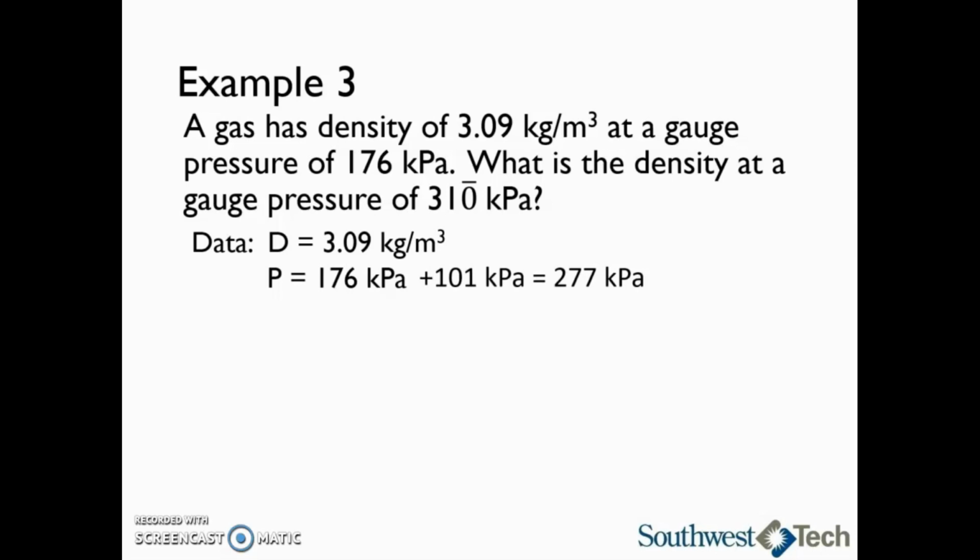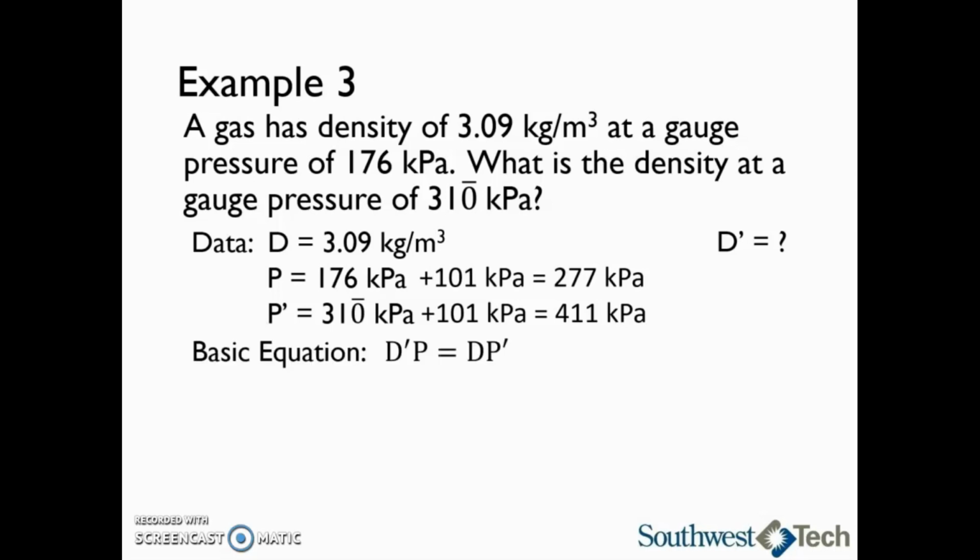The new pressure, P prime, is 310 kPa. However, this is also a gauge pressure, so we have to again add 101 kPa to get the absolute pressure of 411 kPa, and we are trying to find the new density, D prime. The basic equation we need to use is that D prime times P equals D times P prime.